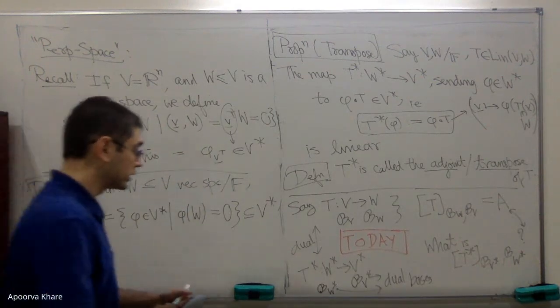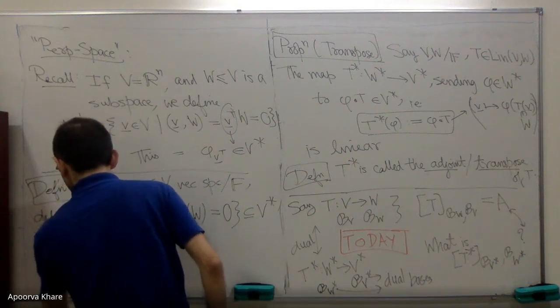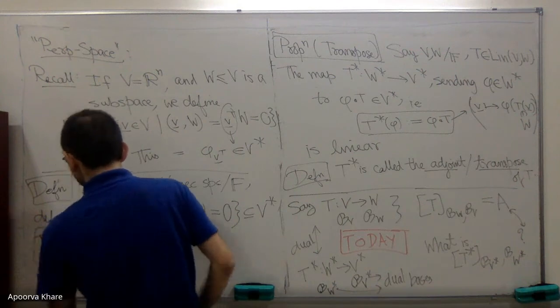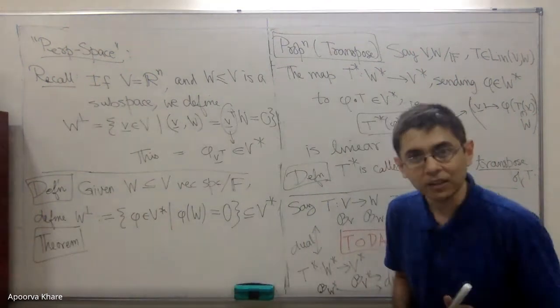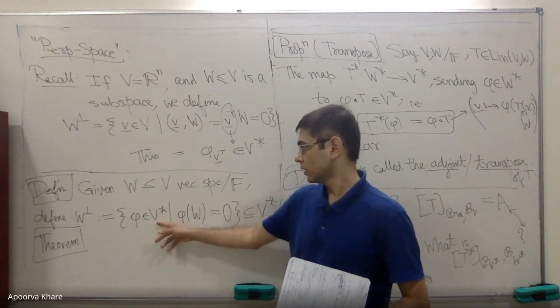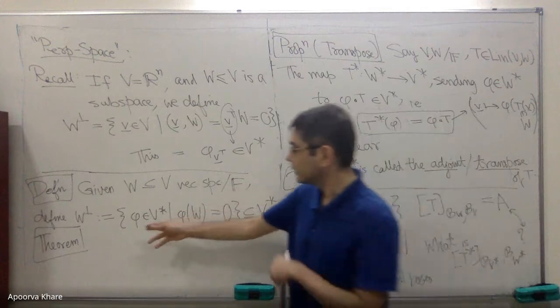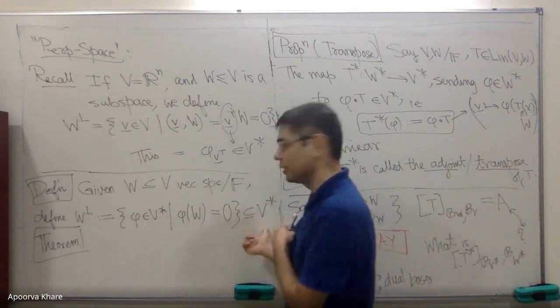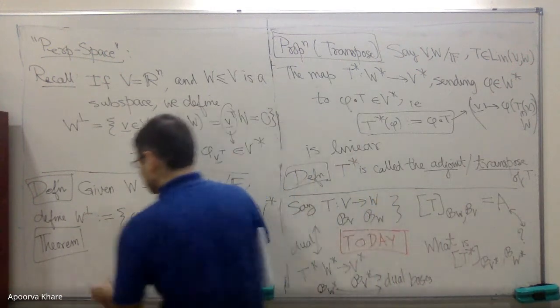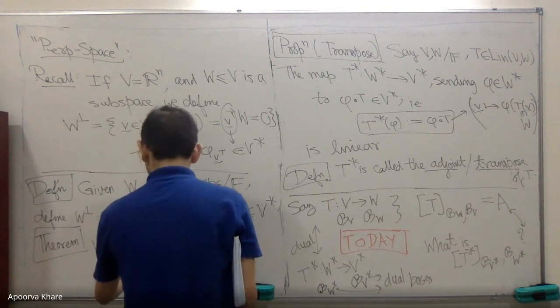Now, there's a theorem to be said. Take any linear functional in V star. Then clearly, first of all, W perp is a subspace of V star. That's not hard to prove.